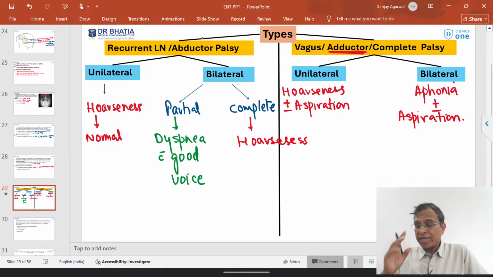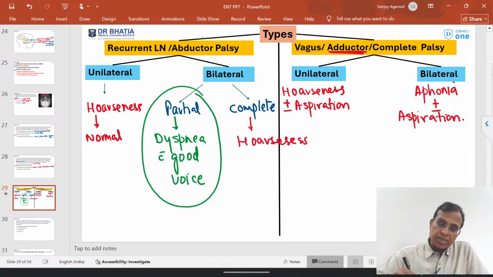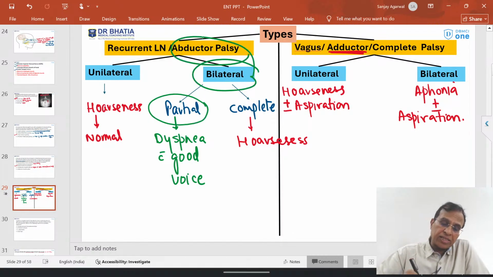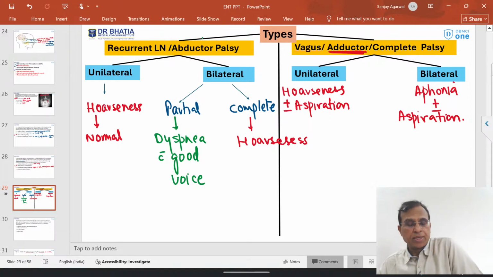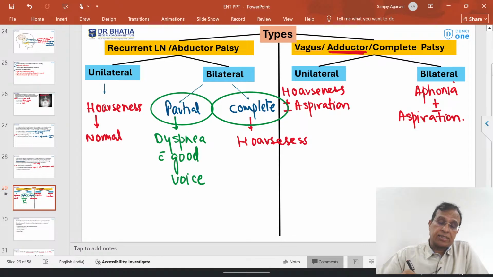The question gave exactly this: dyspnea and stridor, voice is good. So this is the answer. Okay, this is the best answer. Since partial palsy is not given in the choices and bilateral abductor palsy is given, bilateral abductor palsy is the correct answer. If they give you a more difficult question, they can give you partial abductor palsy of both sides or complete abductor palsy of both the sides. Then partial will become the correct answer.